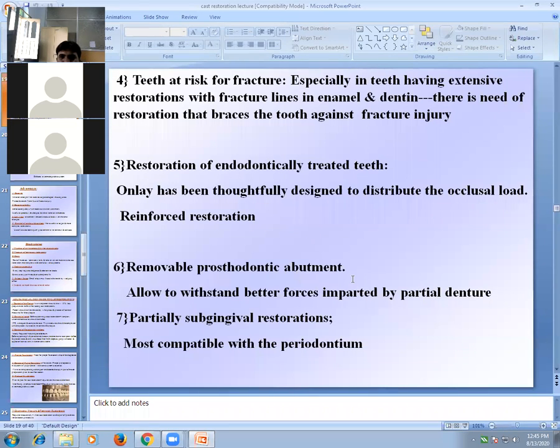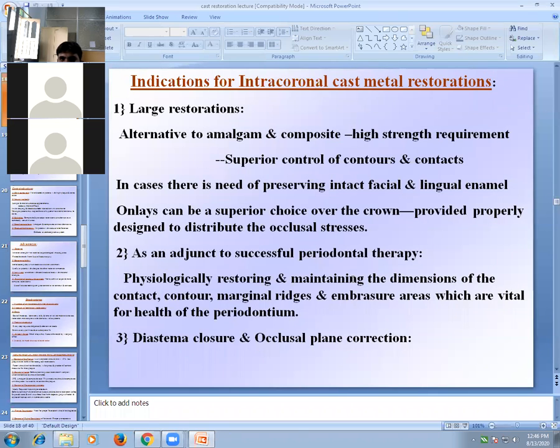You have to just keep in mind that generally the cast alloys are basically divided into class 1, 2, 3, and 4. The class 1 is again divided into 4 types, that is type 1, type 2, type 3, type 4. In that, generally the most commonly used cast alloys in dentistry are class 1 and class 2. So in the next lecture, we will discuss it. Again, the indications, contraindications, advantages, and disadvantages.